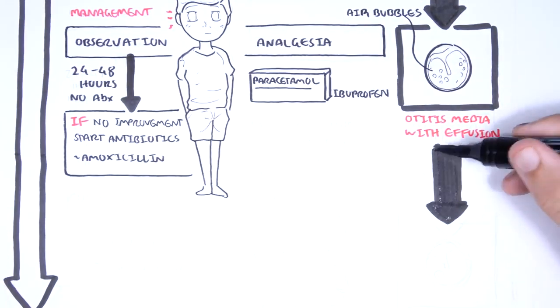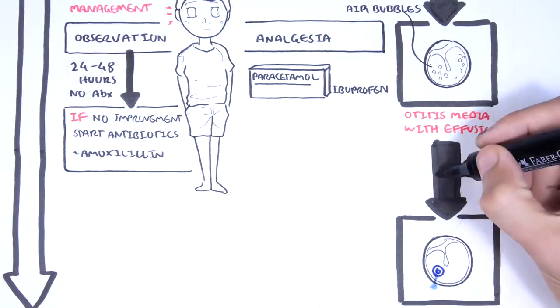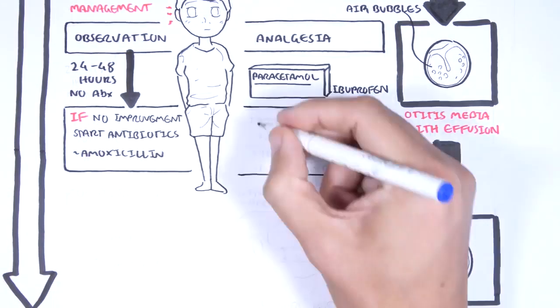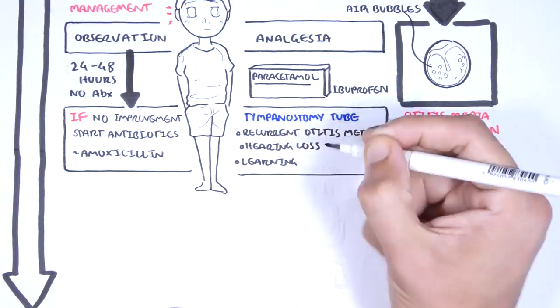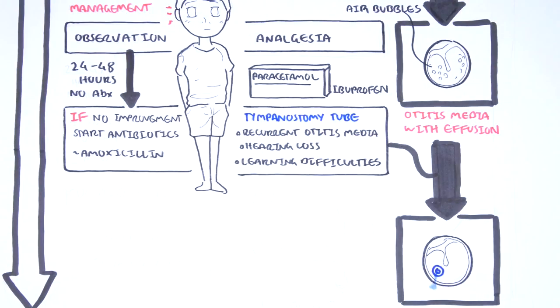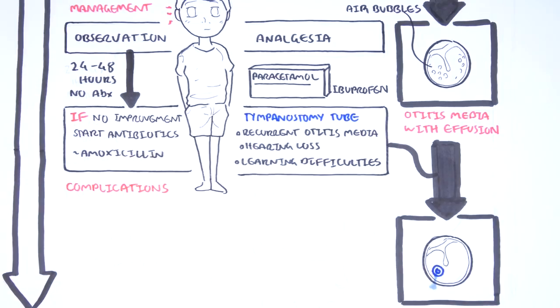Recurrent otitis media or persistent otitis media with effusion may require ventilation tubes, known as tympanostomy tubes, especially if the child has features of hearing loss, developmental delays, or learning difficulties. It is also important to follow up on the child after episodes of acute otitis media and to tell the parents to return if symptoms worsen, as this could be signs of complications associated with acute otitis media.